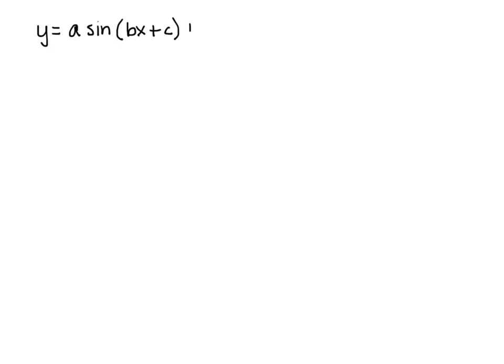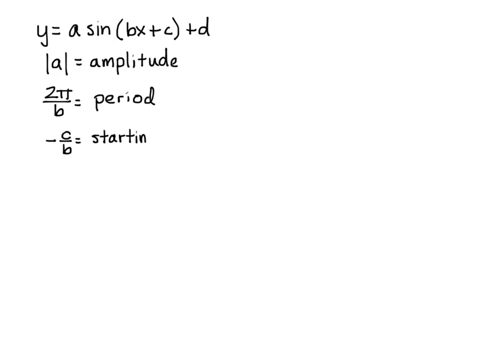Okay, so let's look at the overall scheme that I've laid out. The 4 possible things we can do are A, B, C, and D. And so we're going to take the absolute value of A as the amplitude, and that's how far out of the center it goes. 2 pi over b is the period. That starting point is going to be negative c over b.